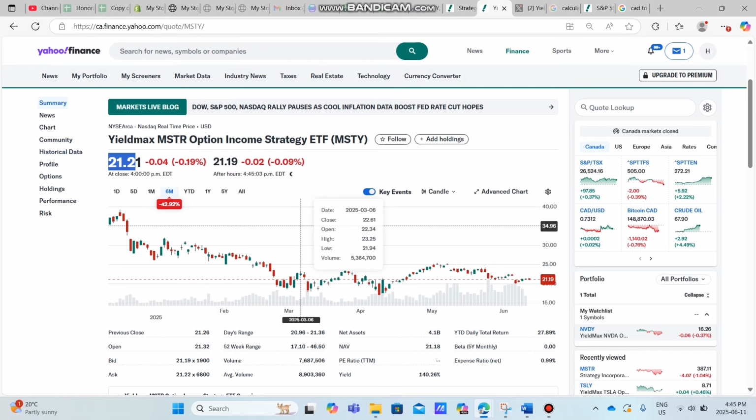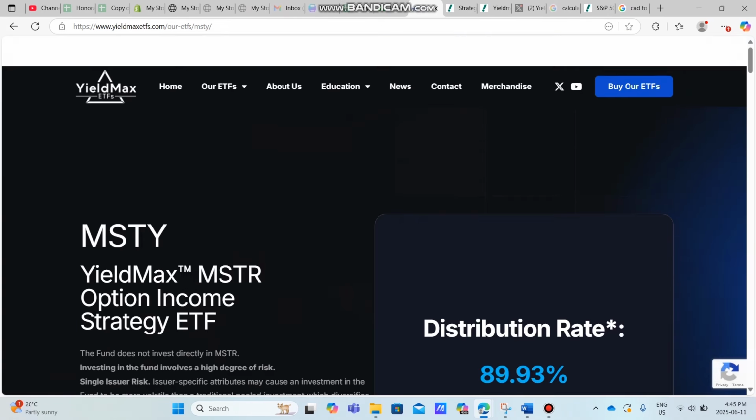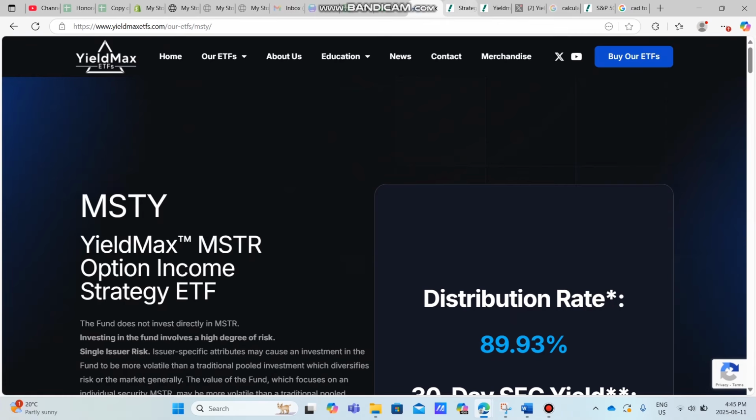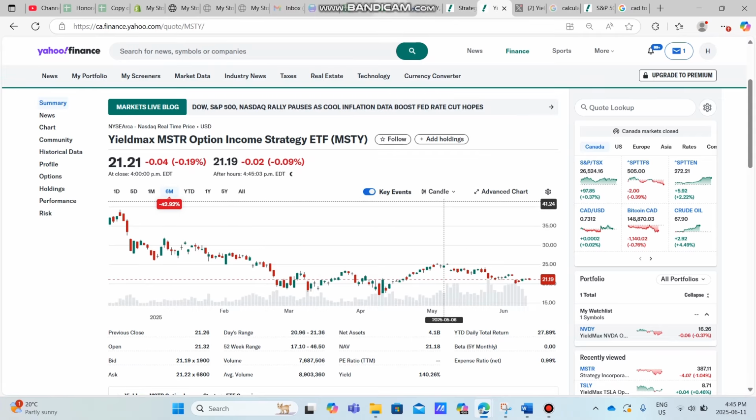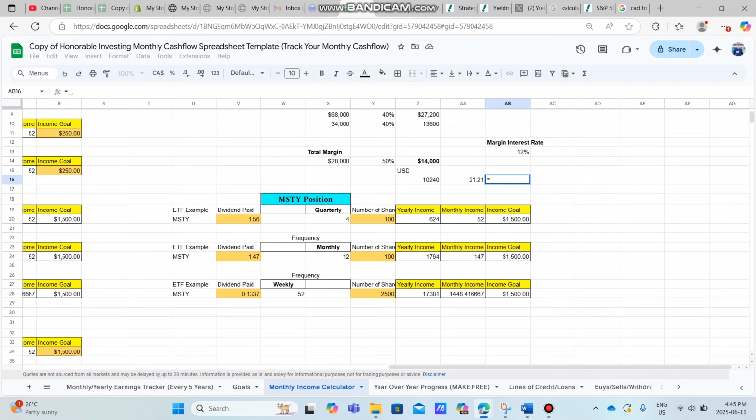So right now, MSTY is trading at 21.21. Let's see how many shares exactly we're going to accumulate of MSTY. And I'm not even saying this is a great time to buy. This is just a rough calculation for the current time being. I only like to buy on margin, let's say MSTY as an example, when I see the price is at a great value. I don't think it's at a fantastic value right now, so I'm not buying this. This is just an example.